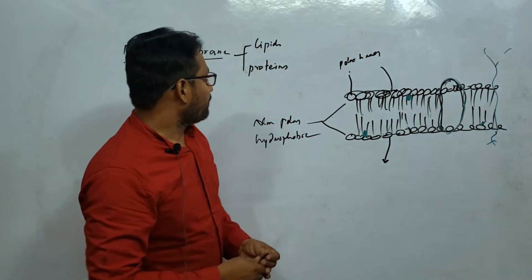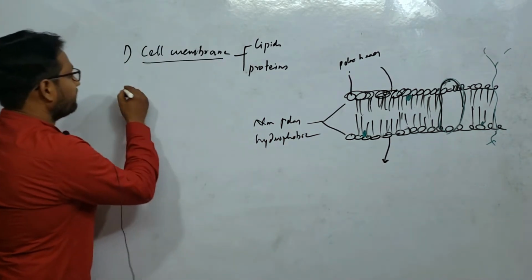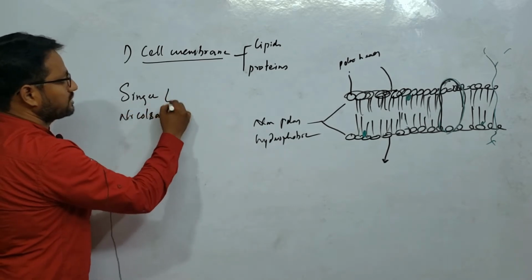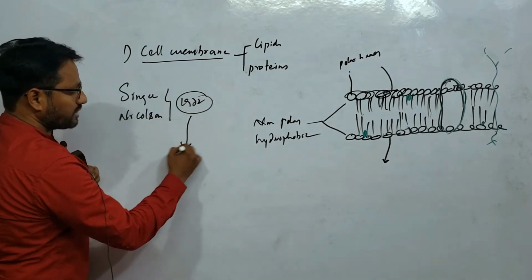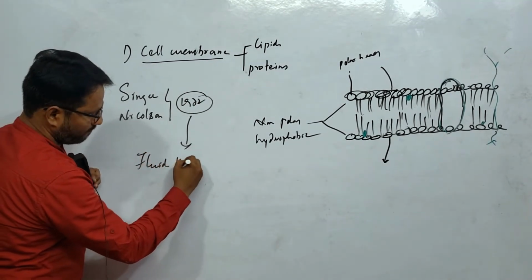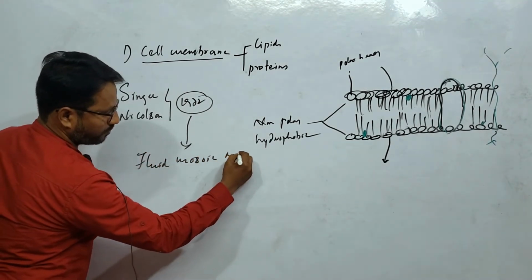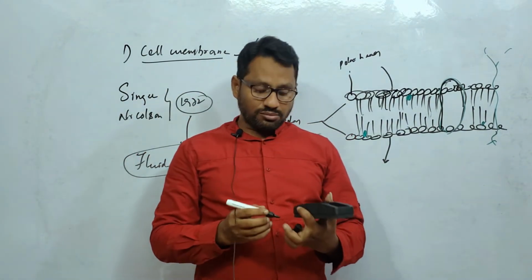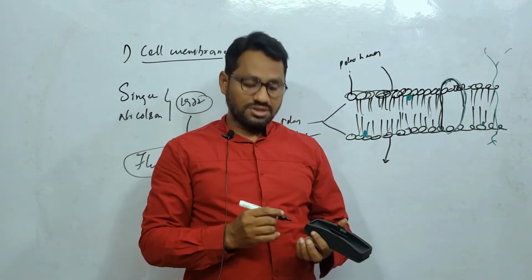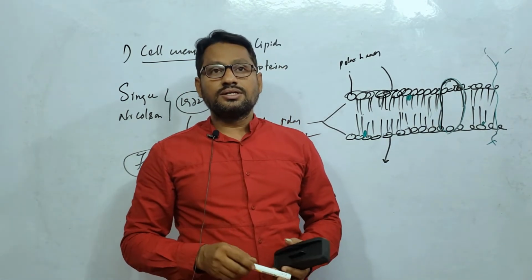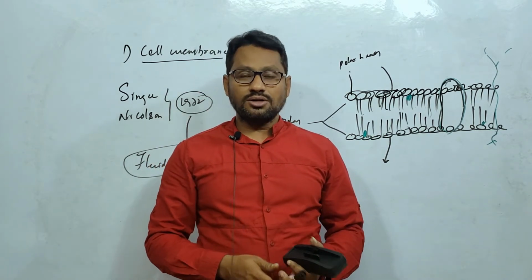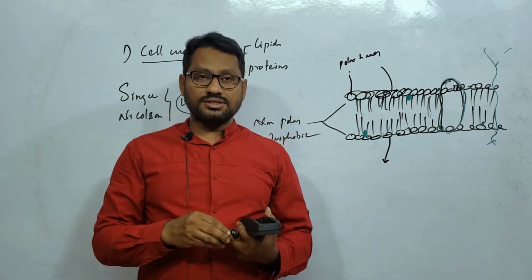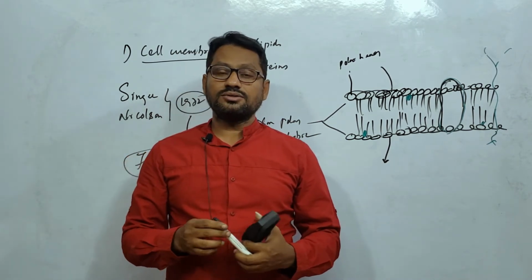In 1972, Singer and Nicolson proposed the fluid mosaic model, to understand how the molecules of proteins move across the membrane. The fluid nature of the membrane is also important in cell growth, formation of intercellular junctions, secretion, endocytosis and also cell division.